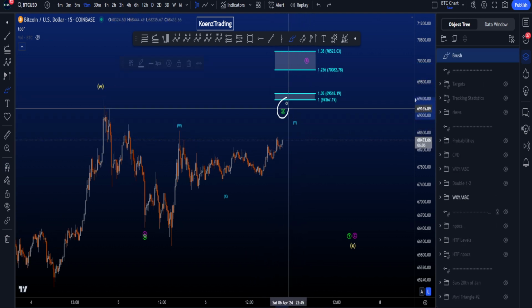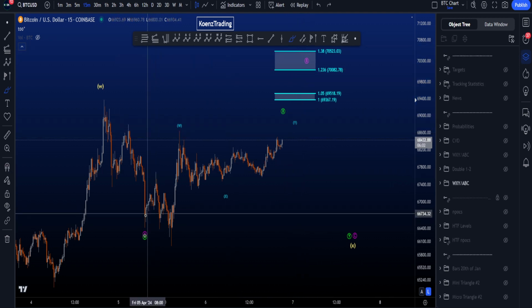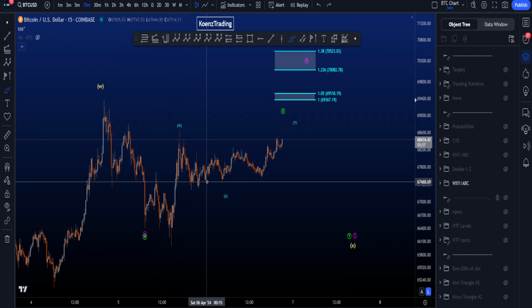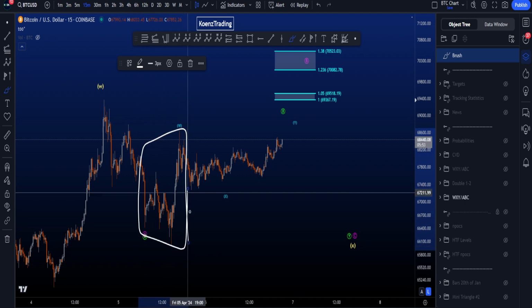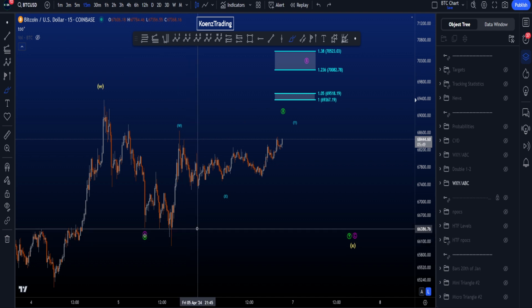Now inside wave X or wave B, we are then looking for a complex structure to the upside, which starts with a flat in this wave W over here. Now the probabilities at the moment are highest for this structure over here to be a flat structure, in particular this move towards the upside.